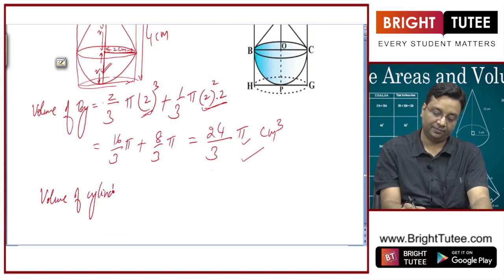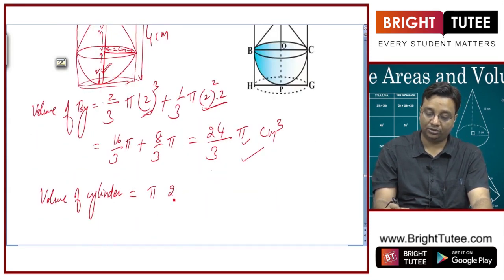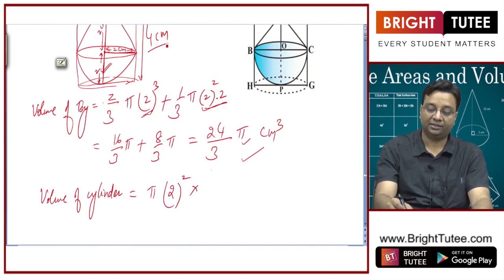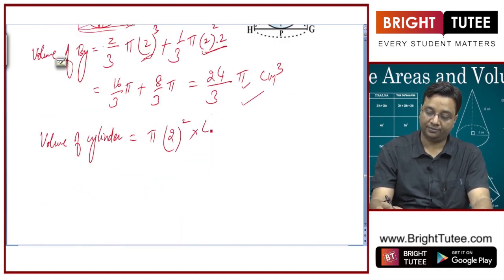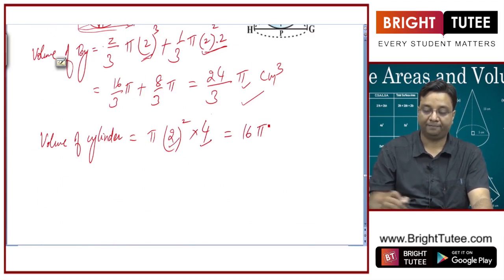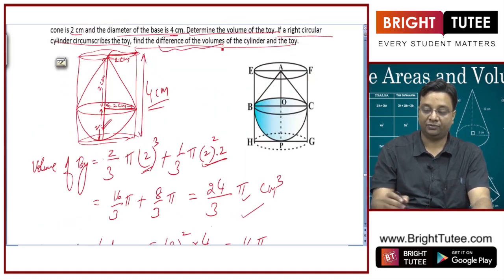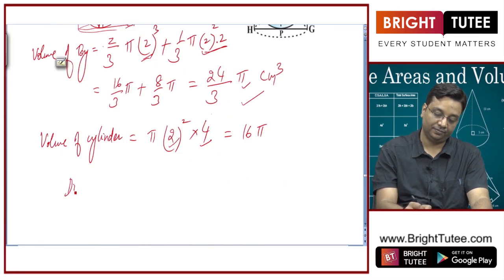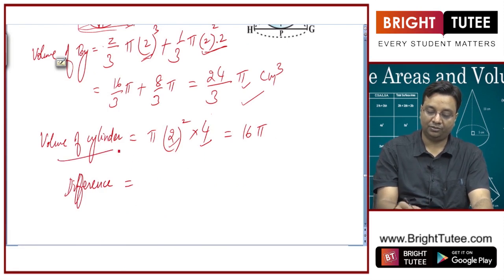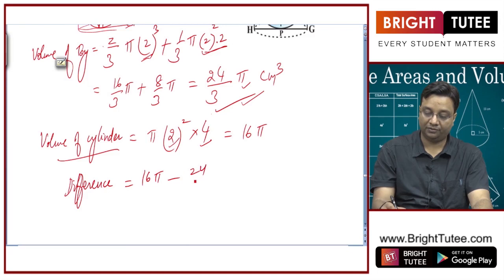So volume of cylinder is equal to pi r square into h. R is 2, so 2 square, H is 4. So it is equal to 4 into 4, 16 pi. And we need to find the difference of volumes. So difference is equal to volume of cylinder, which is 16 pi, minus volume of toy, which is 24 by 3 pi.